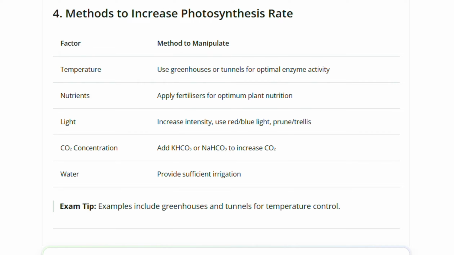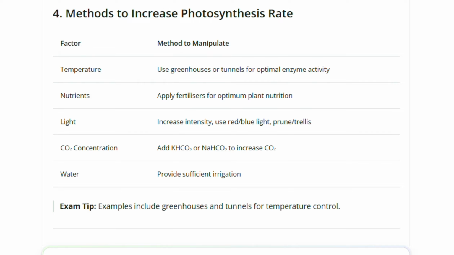the countries don't have those things, or they don't have the infrastructure or the equipment to make vertical farming a reality, right? So we use greenhouses or tunnels for optimal enzyme activity, as I've said, because we need to ensure that enzymes have an optimum or optimal temperature range. Okay, we agree on that part.